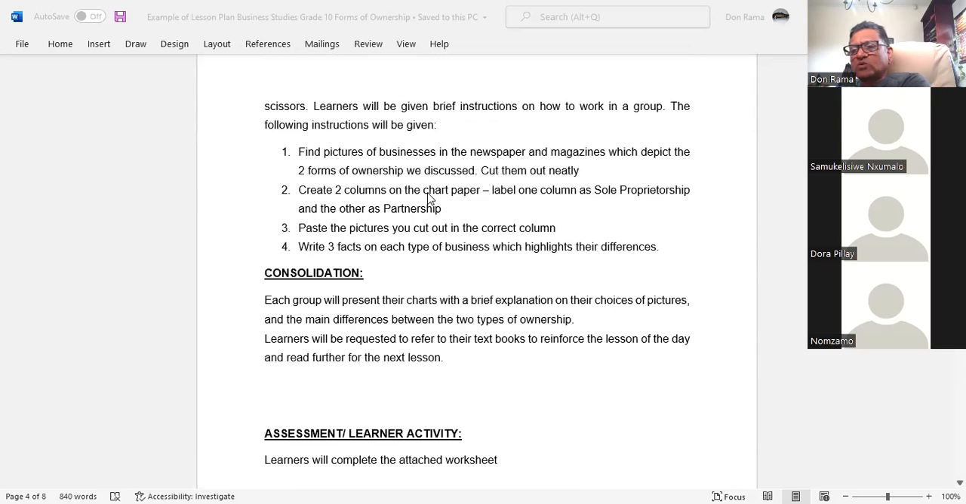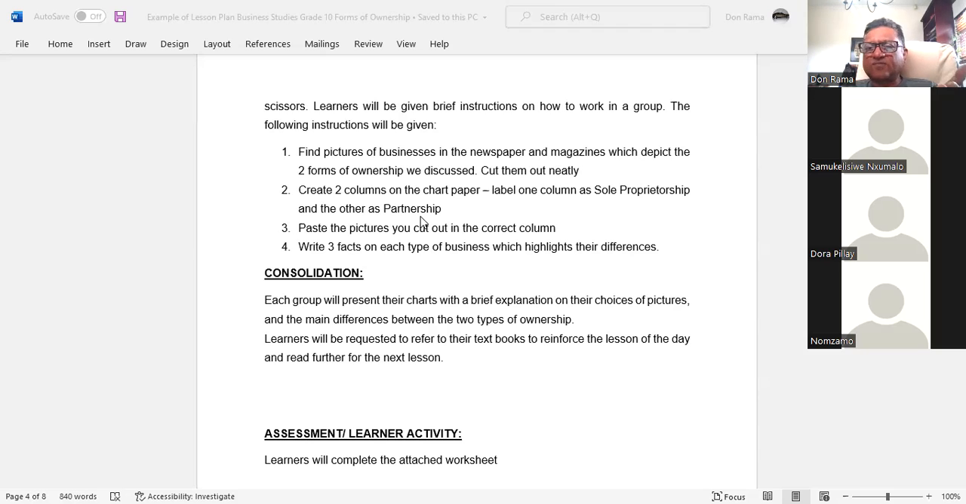Now, one of the things that you have in your template is the reflection part. Now, the reflection part of your lesson, you need to reflect on the successes and the challenges that you had whilst you are planning your lesson. Remember, you have not taught this lesson.